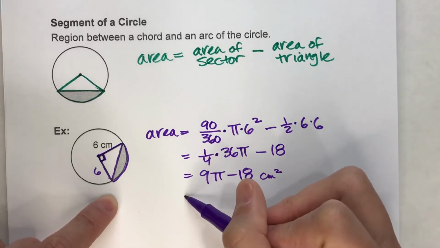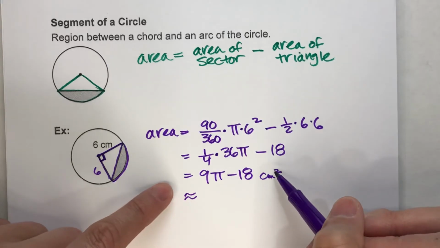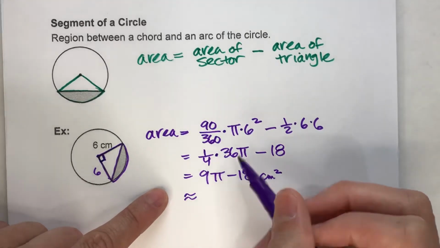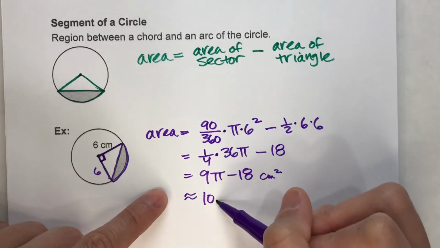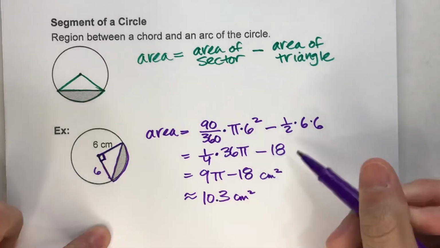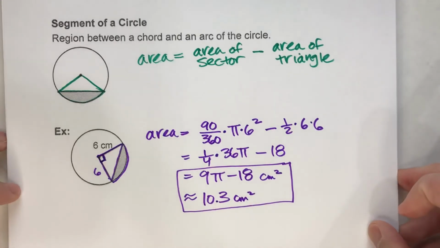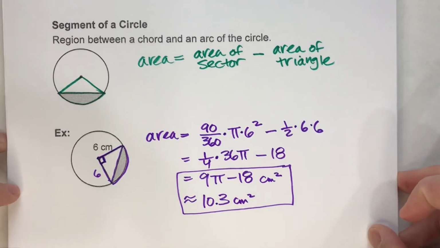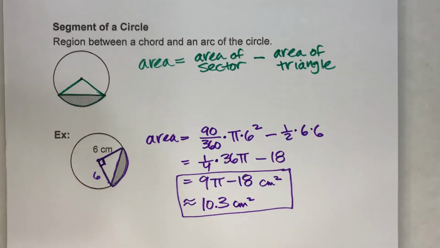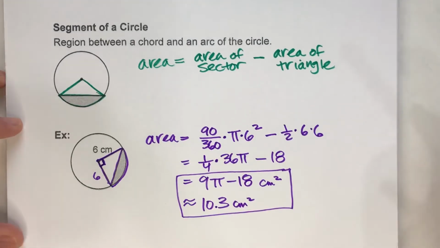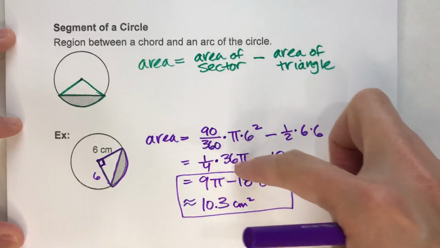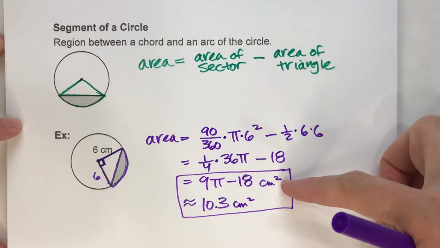And again, if you want a rounded answer, put this in your calculator, use your pi button for pi. You end up getting about 10.3 centimeters squared. All right, so there's your two answers for the area of the segment of the circle. Okay, so you'll notice you're going to need to use your circle area formula. You're going to have to go step by step, work carefully with pi and simplifying things down to get your answers in terms of pi.